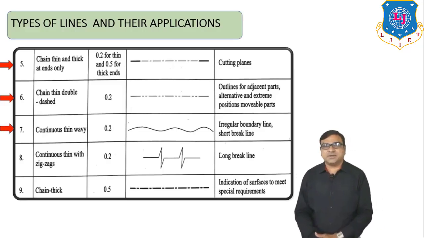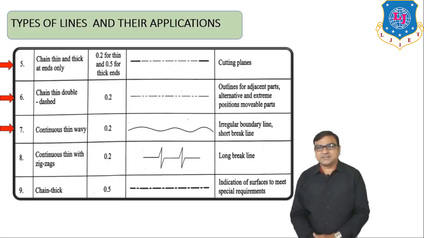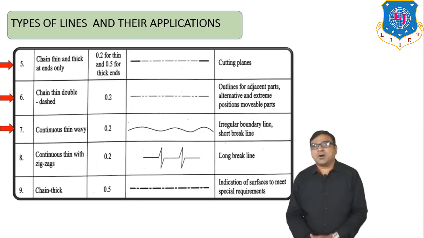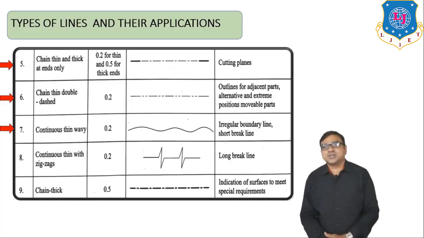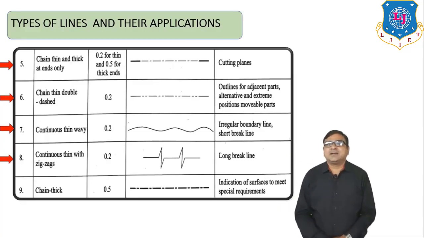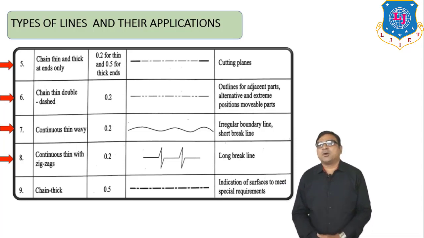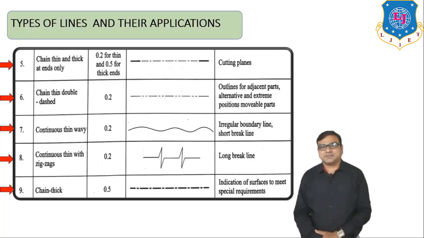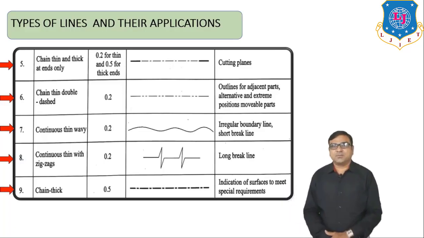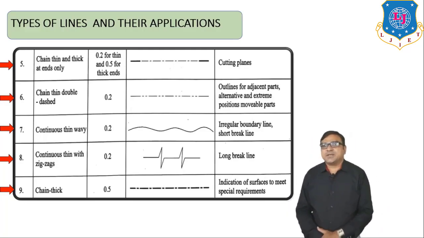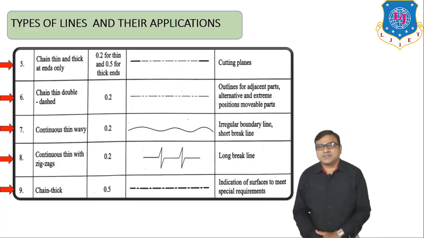Now continuous thin wavy, it is 0.2 mm thickness and it shows the irregular boundary line or short break line. Continuous thin with zigzag, 0.2 mm thickness, and it is used to represent the long break line or long part in our drawing. Continuous thick chain, 0.5 mm thickness. Now this line is used to indicate the surface to meet the special requirements in the drawing.